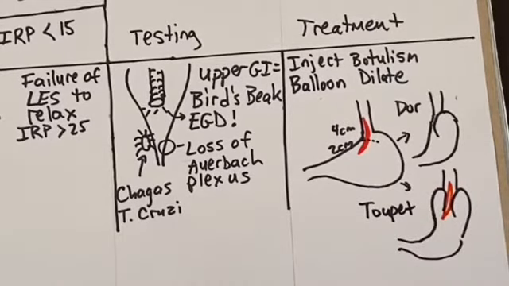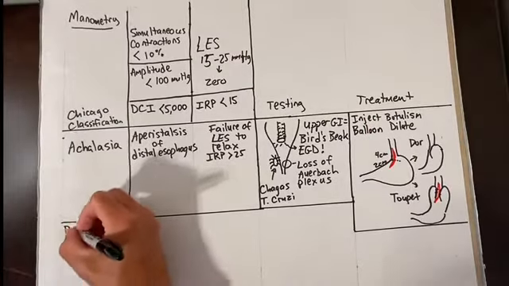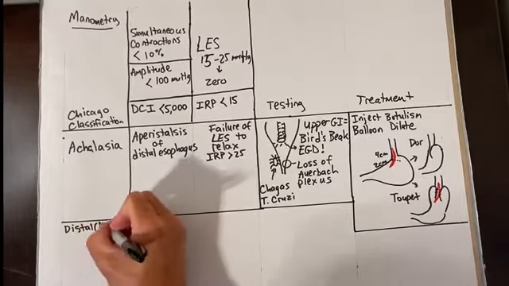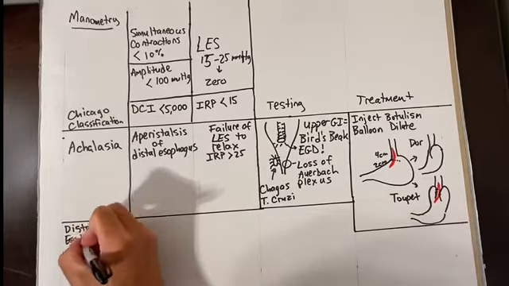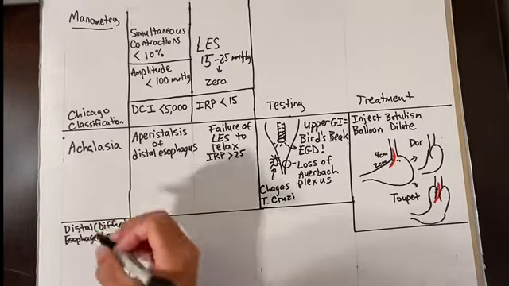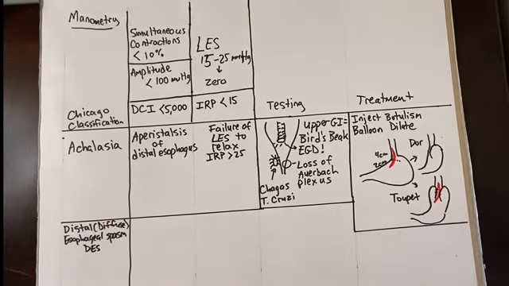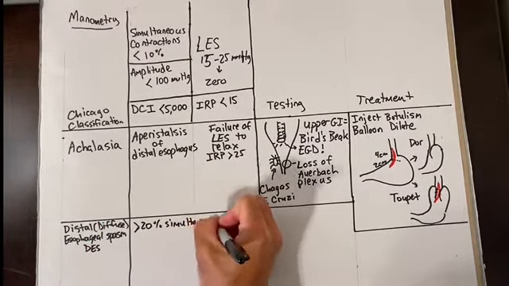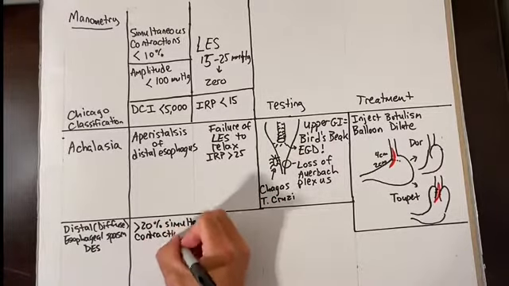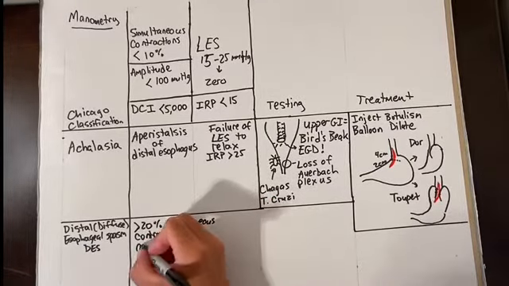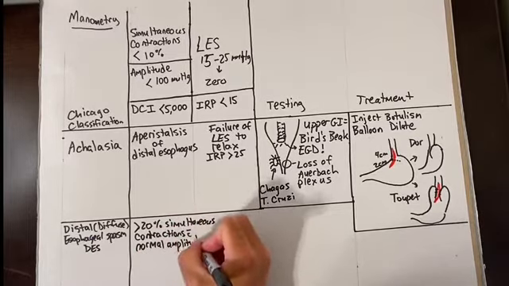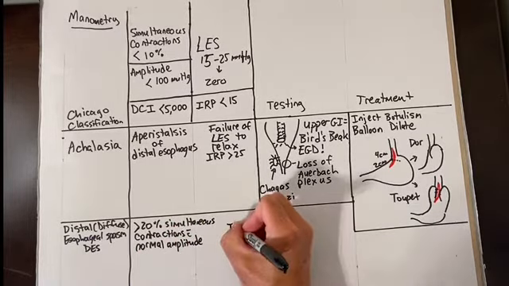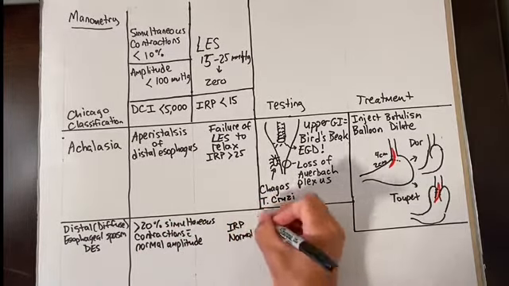It is common to see the posterior toupee actually affixed to the edges of the myotomy to hold it open. The next common dysmotility disorder on tests is diffuse, which is the old nomenclature, or distal esophageal spasm, which is the newer nomenclature. This is DES. This is marked by a greater than 20% premature contractions in the esophagus, but otherwise relatively normal amplitude of contractions, with the IRP being normal.